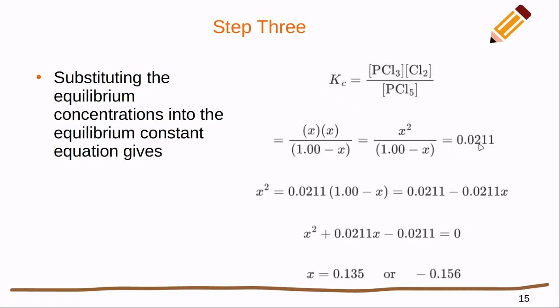That was 0.0211. Now we need to look at just this portion and do some algebra. What we're going to do is multiply this whole denominator over to the other side. I get x squared left on that side, equal to this guy times that denominator right there. I distribute that, I get this expression right here. I start subtracting these terms over to the other side and I get a proper quadratic equation here.